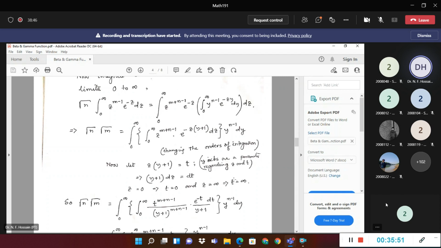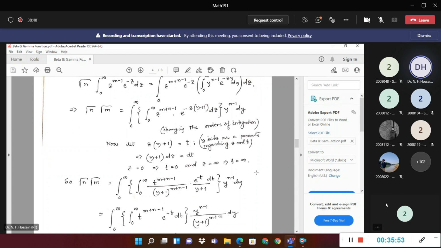Okay, now we take a substitution here for this z into y plus 1. Z into y plus 1 equal to t. Here the integration was with respect to z. So here z is the variable and y is a parameter, because z is not a function of y. There is no relation in between z and y. So y acts as a parameter here. So when you take the differential, it will be y plus 1 into dz equal to dt.